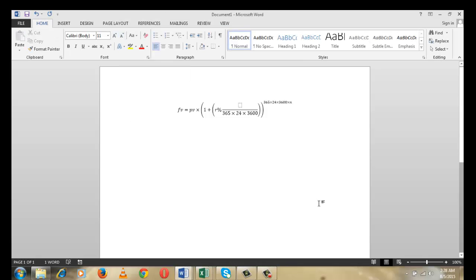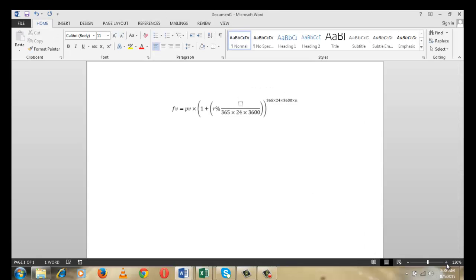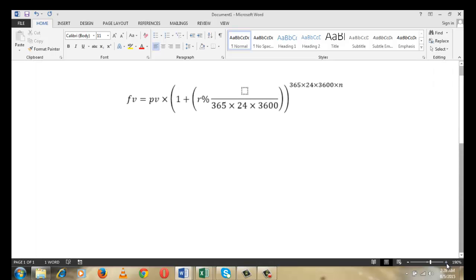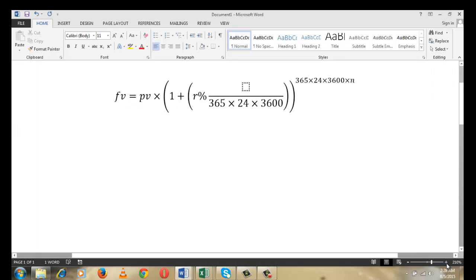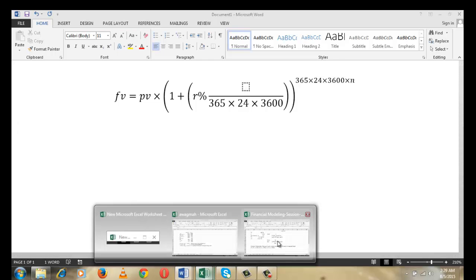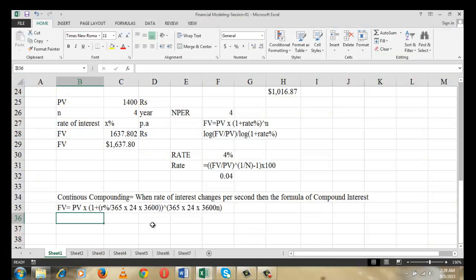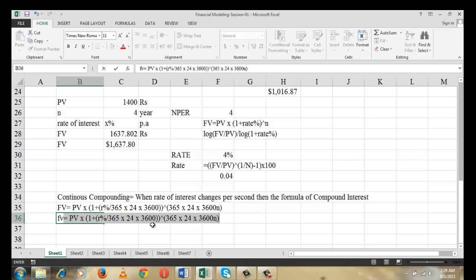So instead of using such a complicated formula, this is the formula of compound interest in the case of continuous compounding where the rate of interest changes every second. What you can do, instead of using such a complicated formula, you can use this formula: future value is equal to present value into e to the power Rn. R is your rate of interest, n is the time period.